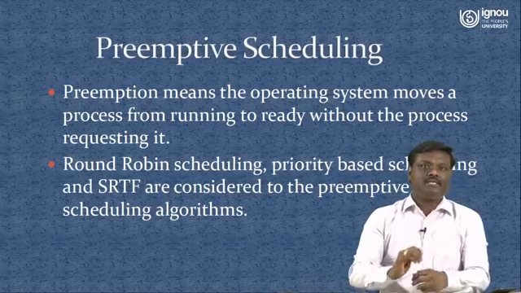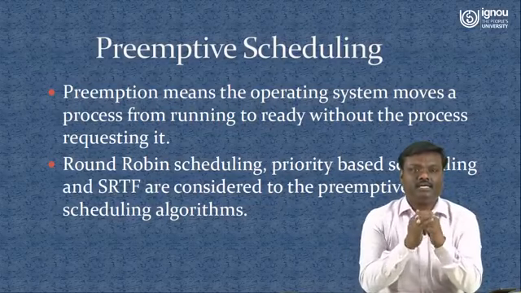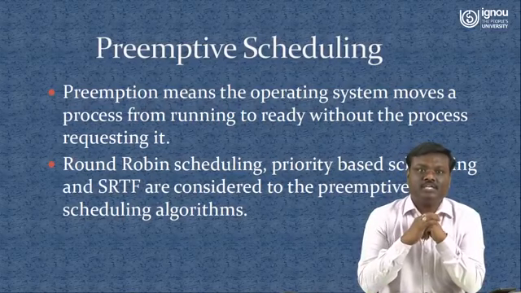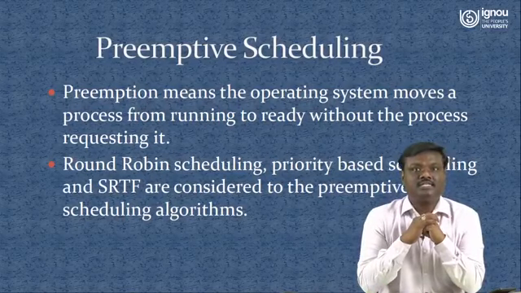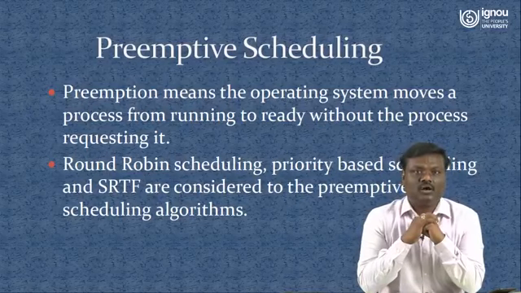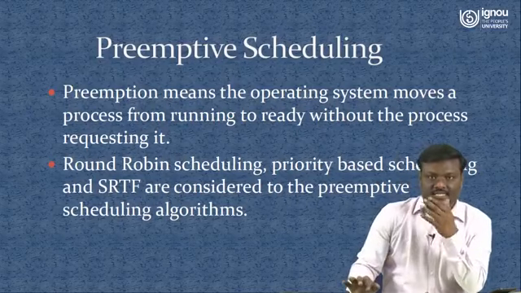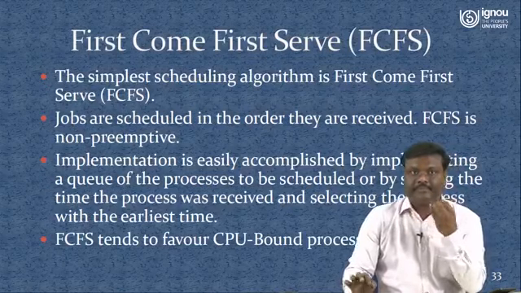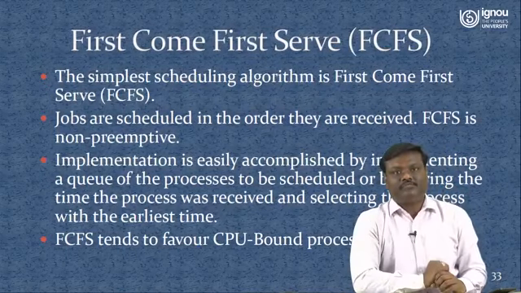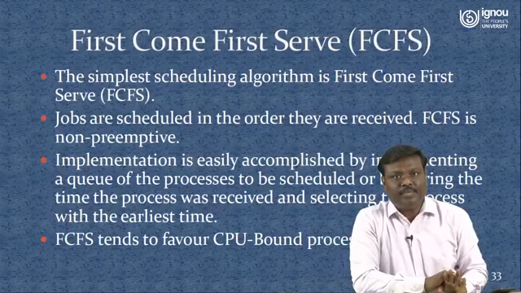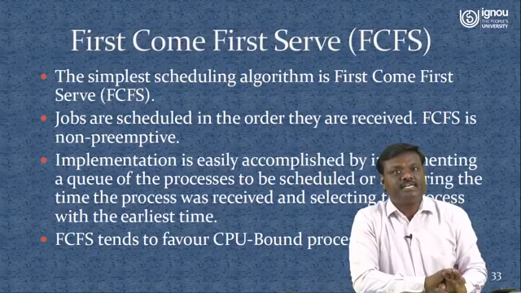Under this particular scheduling scheme, we can take some examples: round robin scheduling, priority based scheduling, or shortest remaining time next. All these three kinds of scheduling algorithms come under preemptive scheduling. Let us see the logic of each scheduling algorithm. First come first serve is very simple and comes under the non-preemptive scheme, and this is a kind of queue. You can say it is a queue.